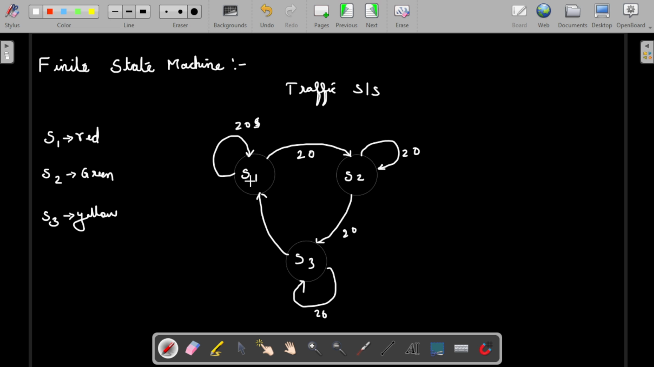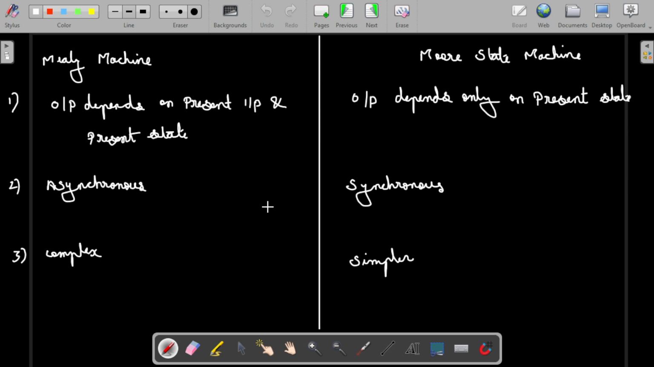This is how any kind of system or any real world scenario can be represented in the form of a finite state machine. So that is what we have done here. There are two types of finite state machine that we can do: one is Mealy and one is Moore. The difference between Mealy and Moore machines is that in the Mealy machine the output depends on the present input and present state, whereas in the Moore system the output depends only on the present state.